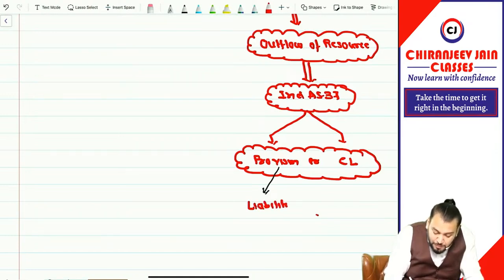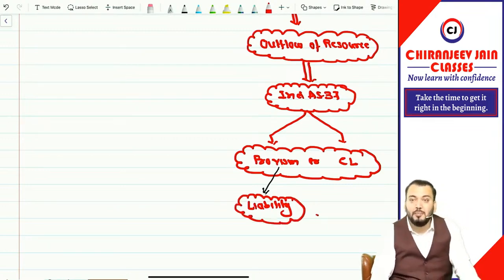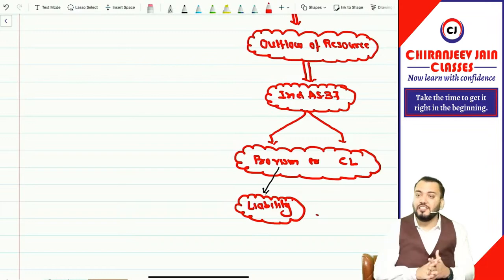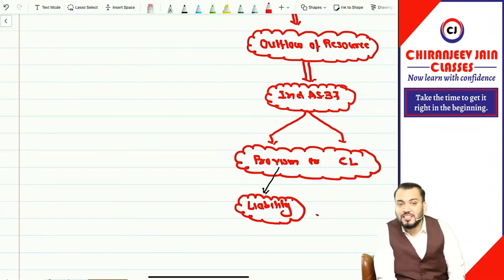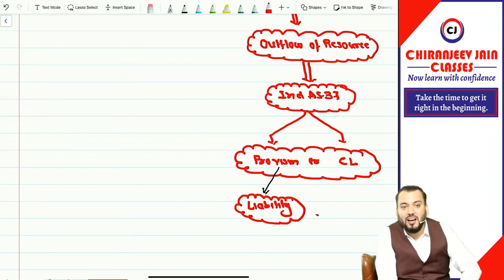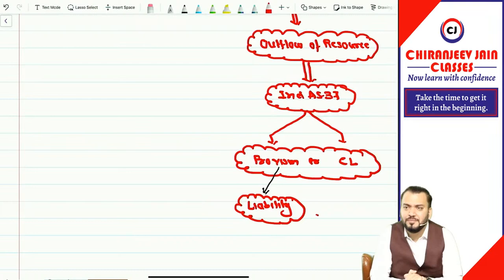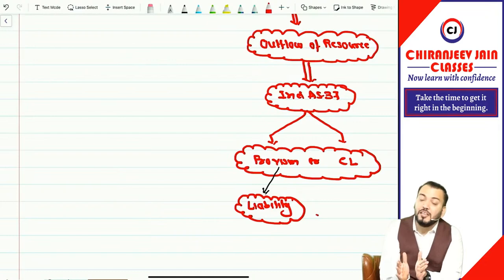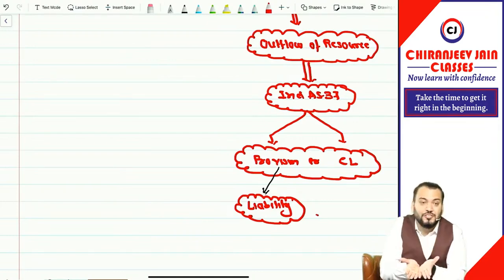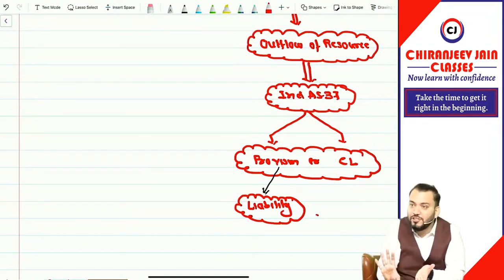So can you say whenever we say provision, provisions are liability or not? Provisions are liability. So can I conclude all provisions are liabilities? All provisions are liabilities. Either say yes or no. Correct. So can you say all provisions are liabilities, but all liabilities are not provisions. So all provisions are liability, but all liabilities are not provisions. Understood? Detailed discussion will be done. Don't worry.